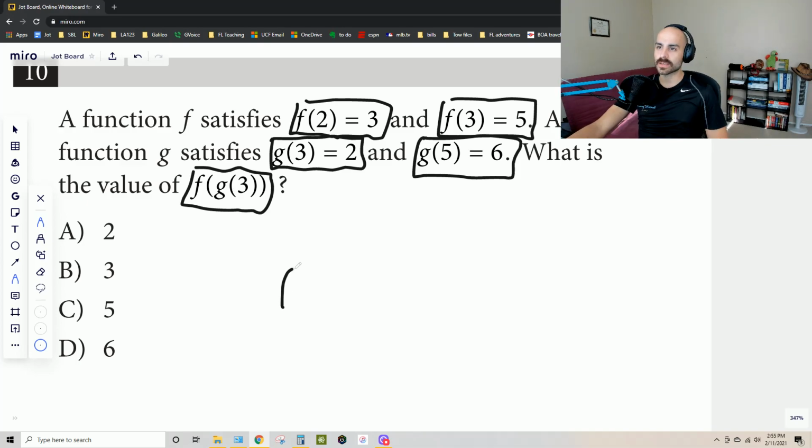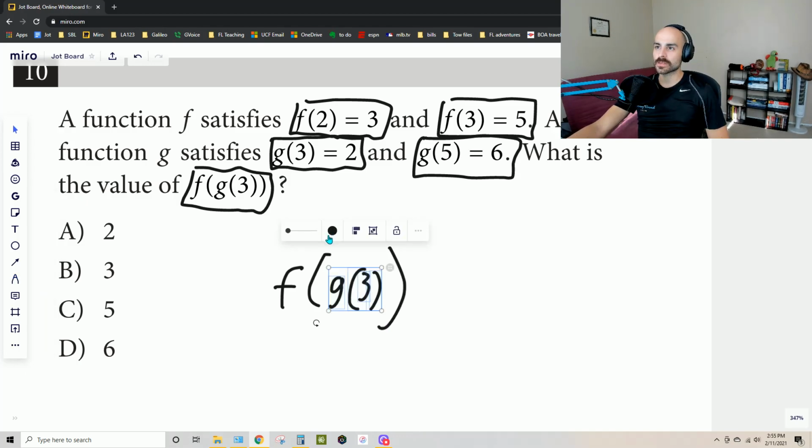Well, let's write this out. So we know we're dealing with the equation f, but we're actually shoving another equation in there, which is a strange thing to think about. And that is g of 3. Well, let's separate this by color a bit. We'll make g green. Why not, right?